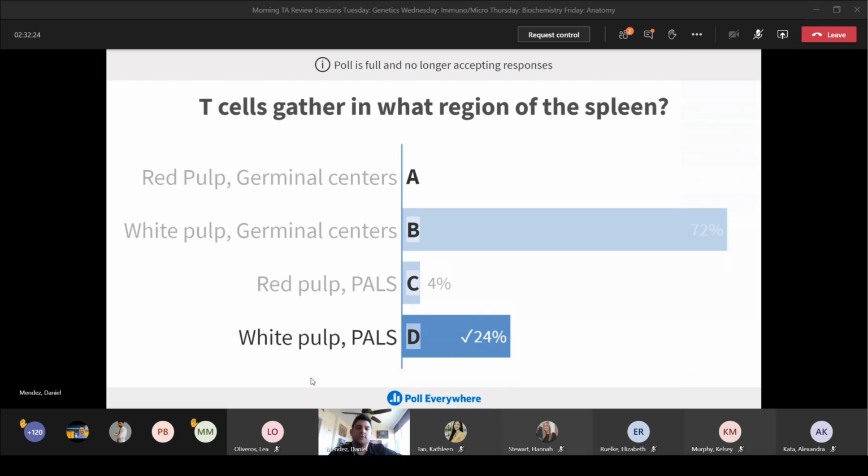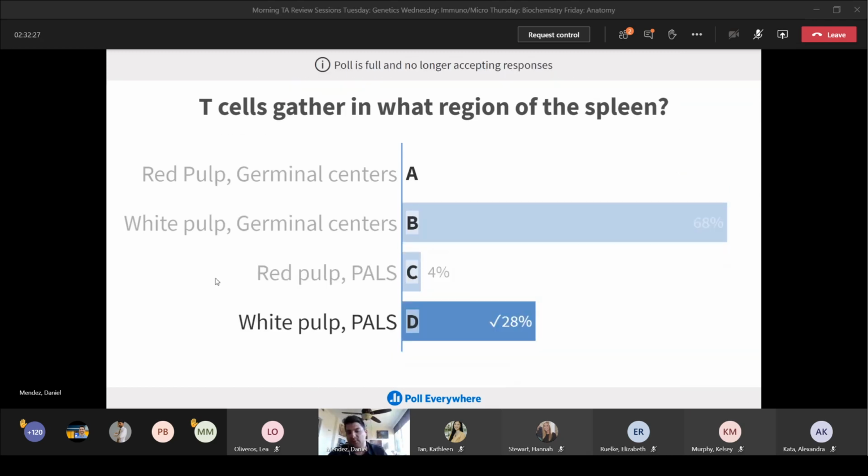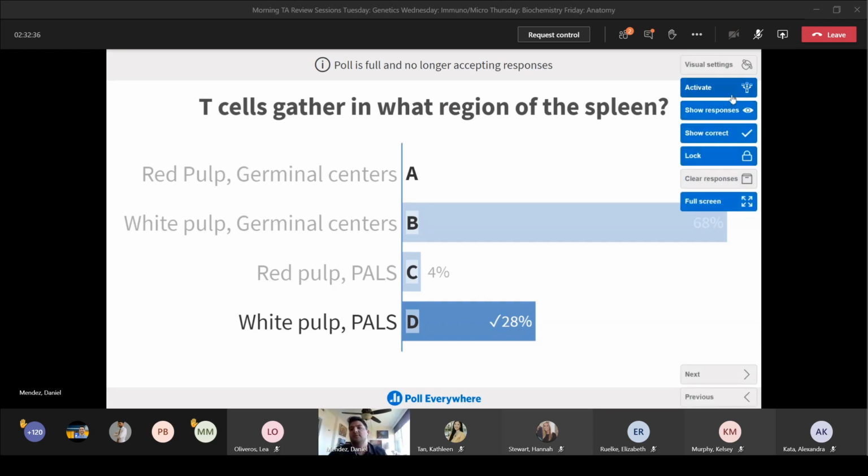So it is the PALS. So remember, the white pulp is the only place where you're going to have immune cells. Red pulp is where you're going to have the blood filtering through. With the white pulp, you have germinal centers, which are for B cells, and then the PALS are for the T cells.